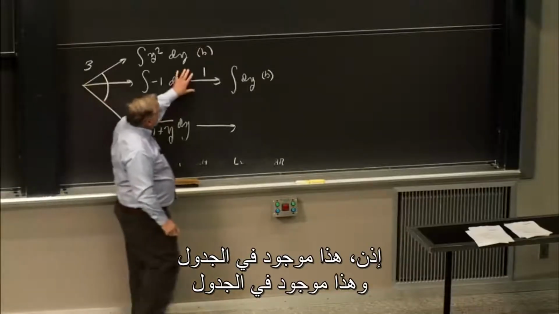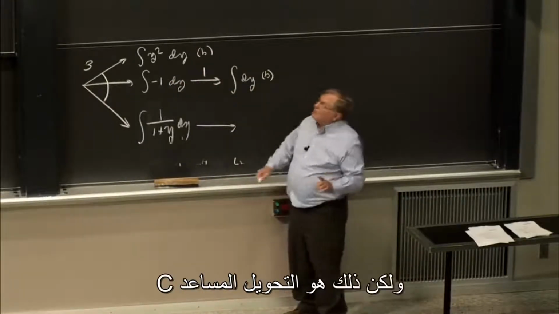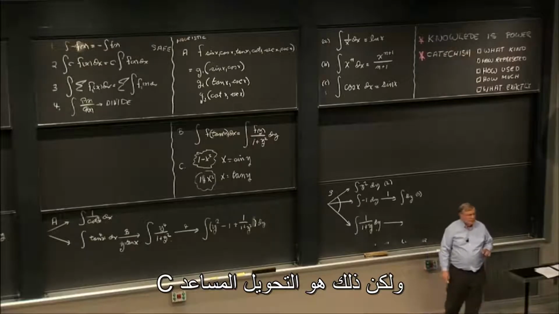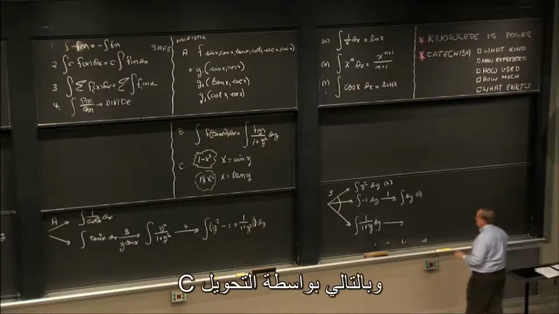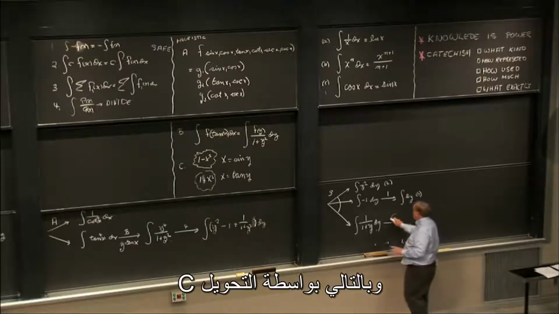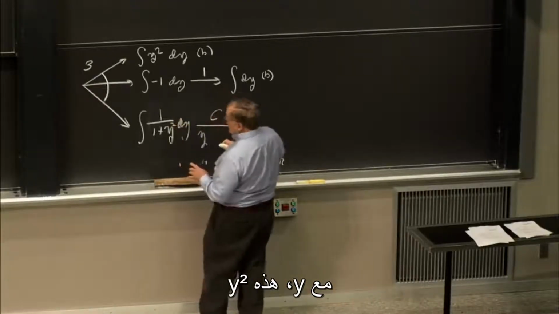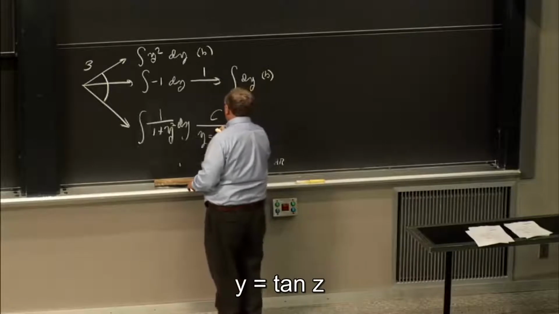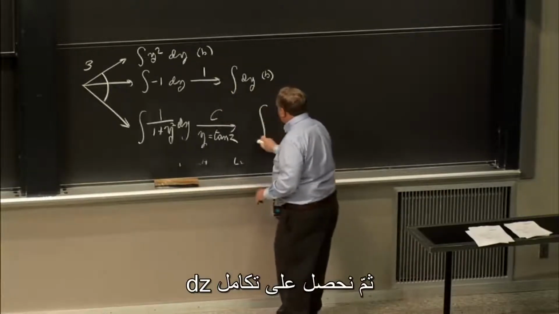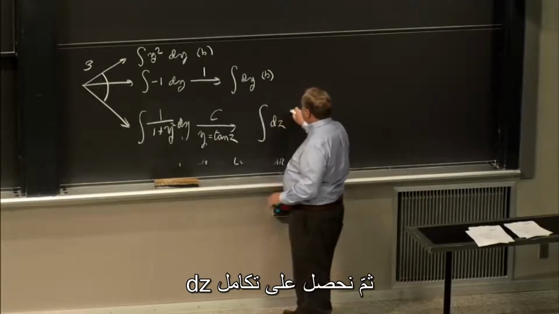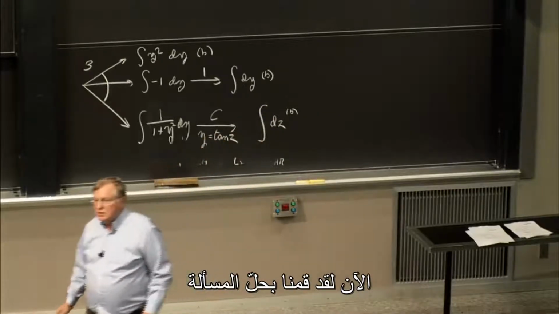So this is in the table. This is in the table. We still have this to do, but that's C, heuristic transformation C. If we have 1 plus y squared, then with the transformation C with y, that's y squared, y equals tangent of z, then we get to the integral of dz, and that's in the table, and we're done. So now we've solved the problem.